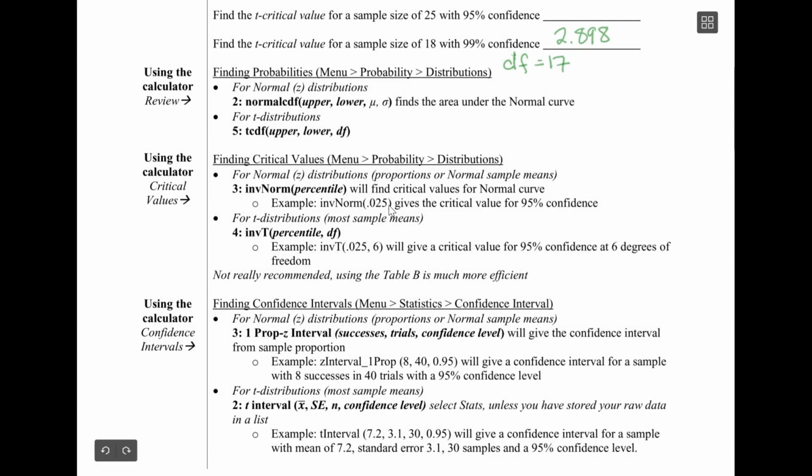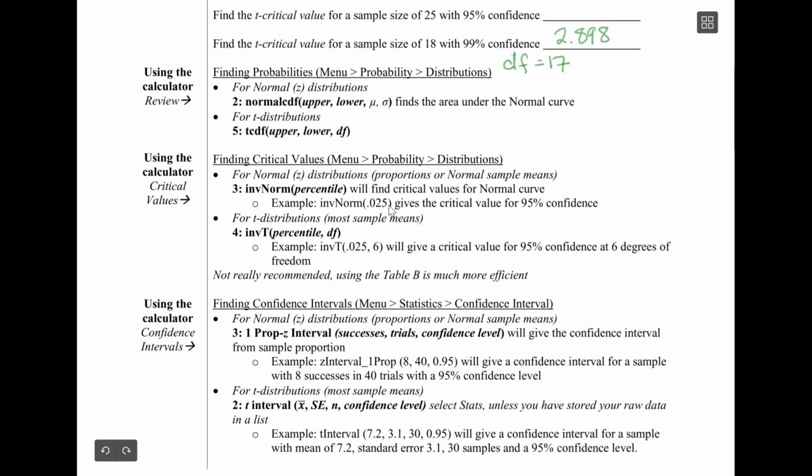Welcome back to the end of the 8.3 notes, AP Statistics. If you wanted to know what the answer was to that last question in the previous video, your critical value should have been 2.898. So hopefully you got that right. Using the calculator, this is our review.